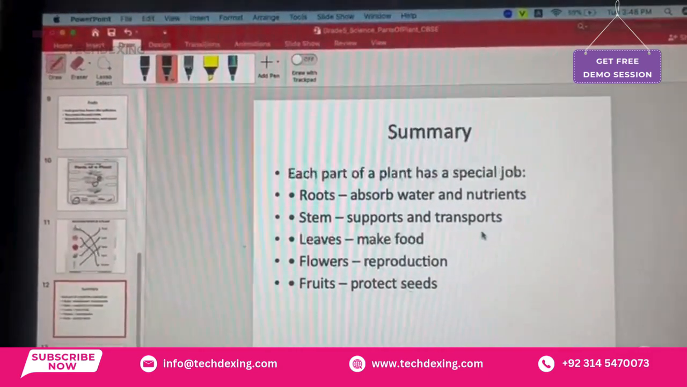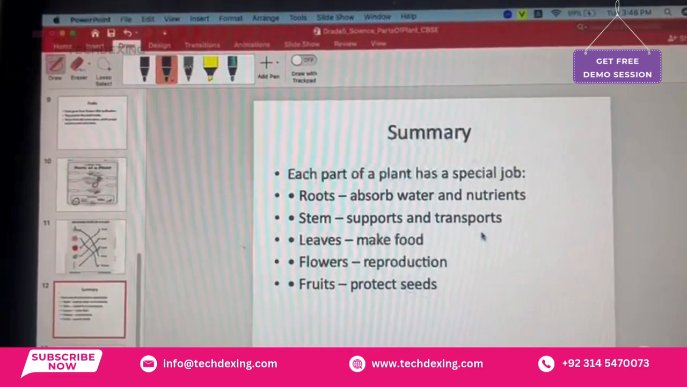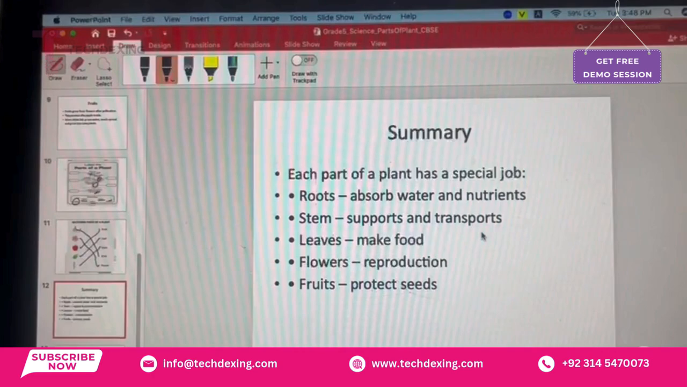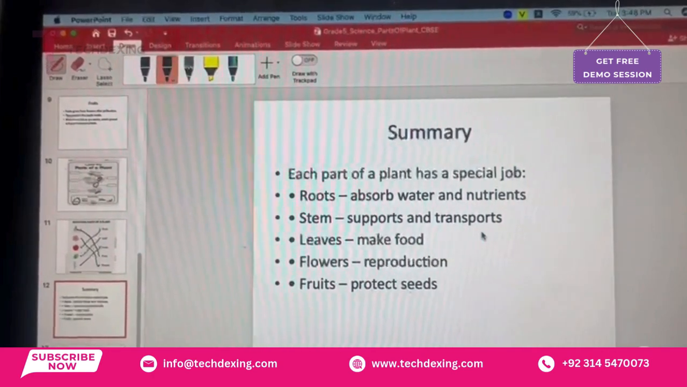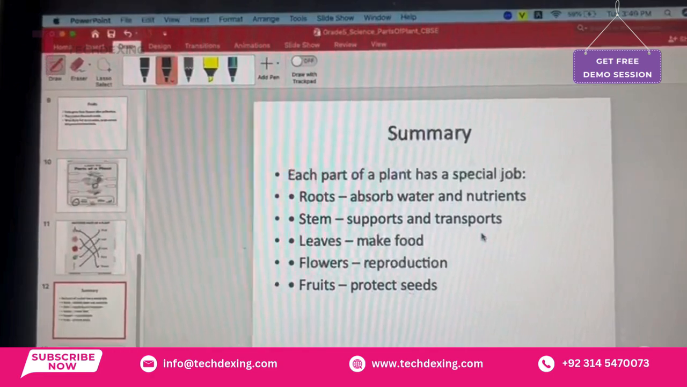So each part of the plant has a special job, just like our body parts. These are the body parts of what? Plant. The leaf, the root, the stem, the flowers. Okay, so keep these things in your mind.